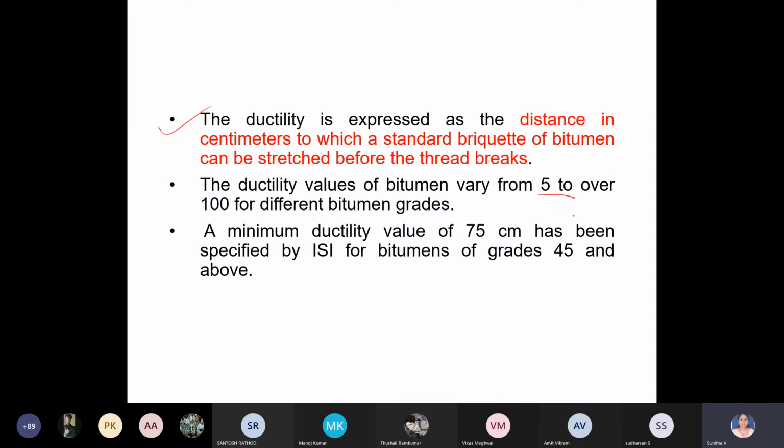It will vary from 5 to 100 depending upon the grade, and a minimum ductility value of 75 has been specified by IRC for the different grades of bitumen. Okay.